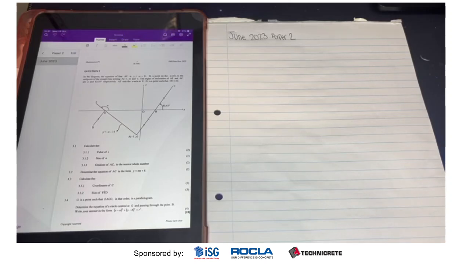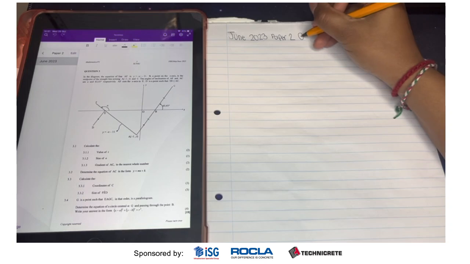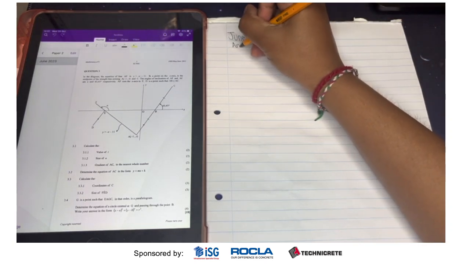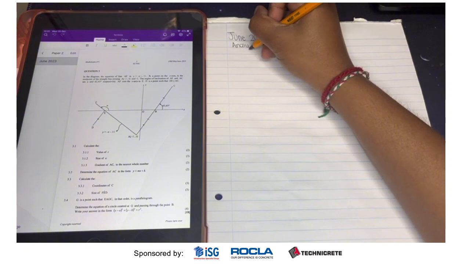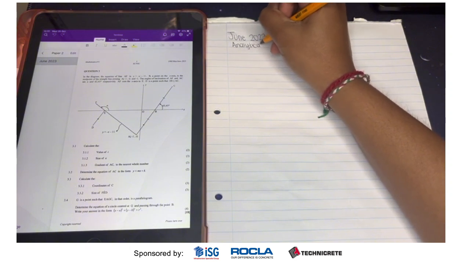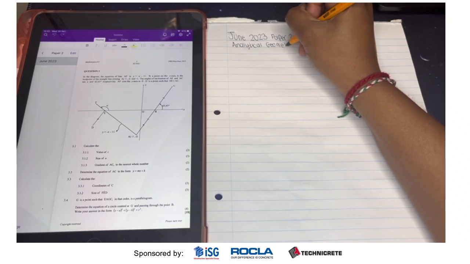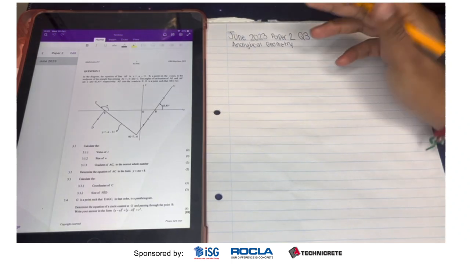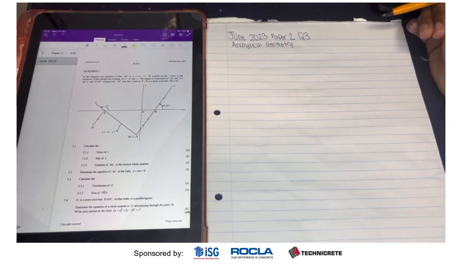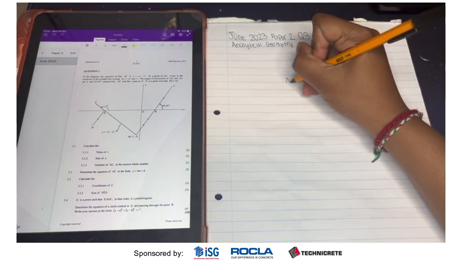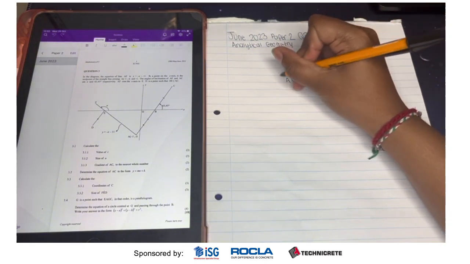Good day. Today we will be looking at June 2023, Paper 2, Question 3. This is an analytical geometry question. So I wanted to start by slightly revising analytical geometry. What do we need to know in the topic of analytical geometry? Let's create a mind map, analytical geometry.